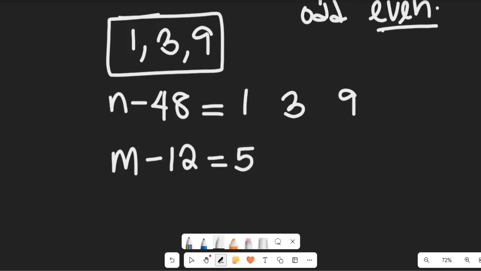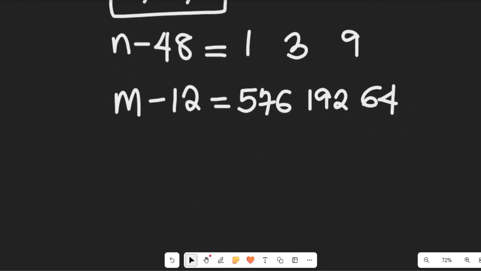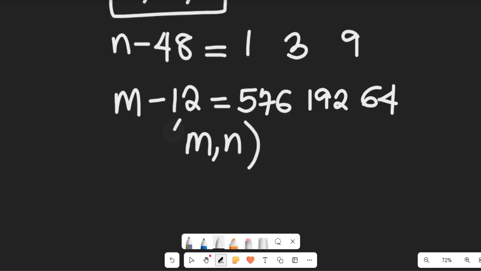So the first will be 576. If we divide 576 by 3, we're going to have 192, right? And the next from here, we're going to have 64, right? Which are all odd numbers, which are all even numbers from this. So if we have these pairs of numbers, from these pairs of numbers, we can have m, n, with n odd numbers.